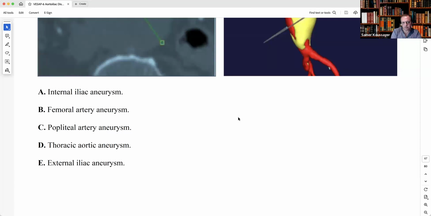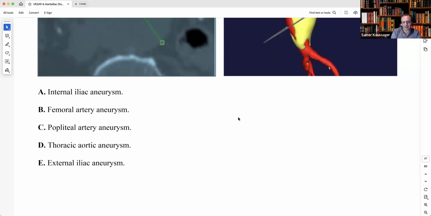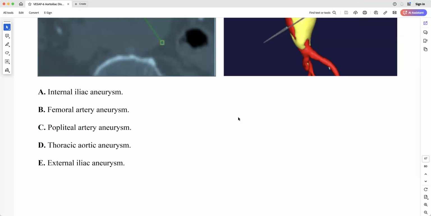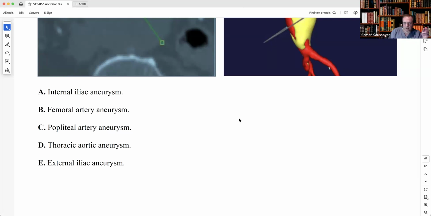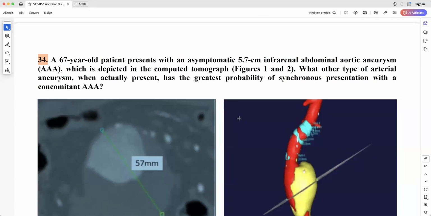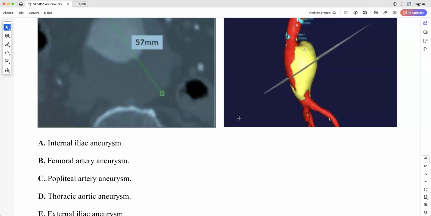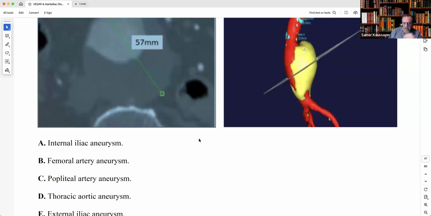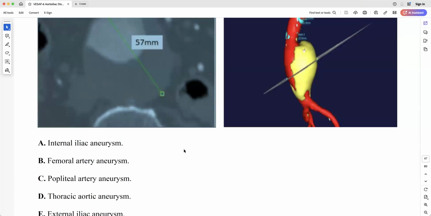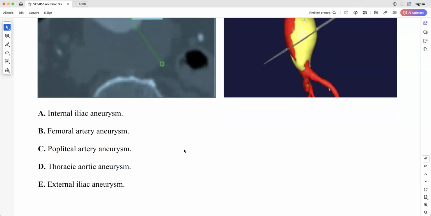What about the femoral artery? Very low, less than 10%. No, if they have femoral, it is the opposite. The question asks which peripheral aneurysm, if present, gives you a high chance of an aortic aneurysm. So femoral is the answer. Femoral about 80 to 90%. Popliteal around 60 to 70%.